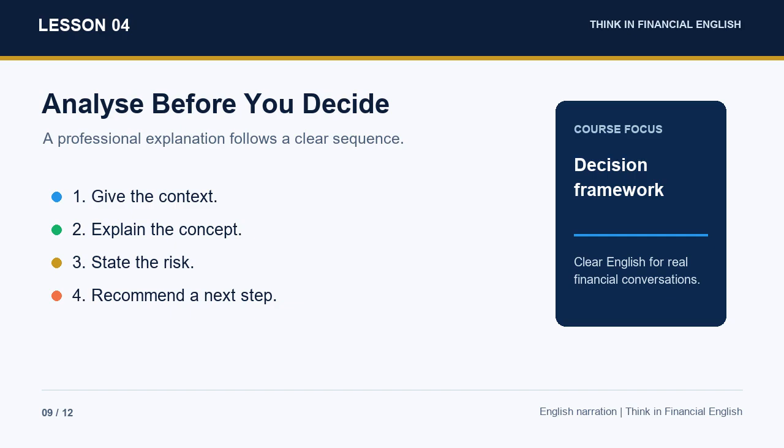Now turn the case into a short briefing. First, give the background in one sentence. Second, explain the relevant concept. Third, state one risk. Fourth, give a practical next step. A strong briefing might begin with, in this case, the key issue is not only growth, but whether the financial structure supports sustainable growth. Then you can add, the main risk is that the decision improves short-term performance but increases longer-term exposure. Finally, close with a recommendation or monitoring point.